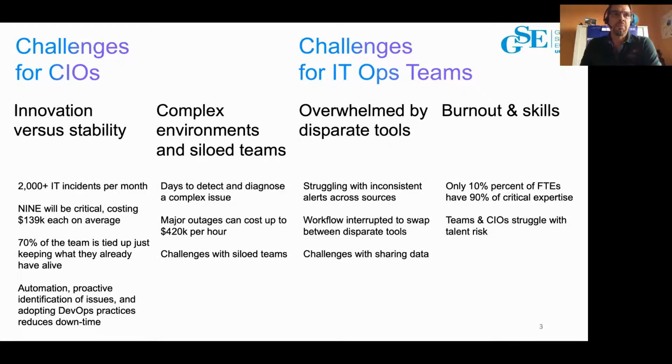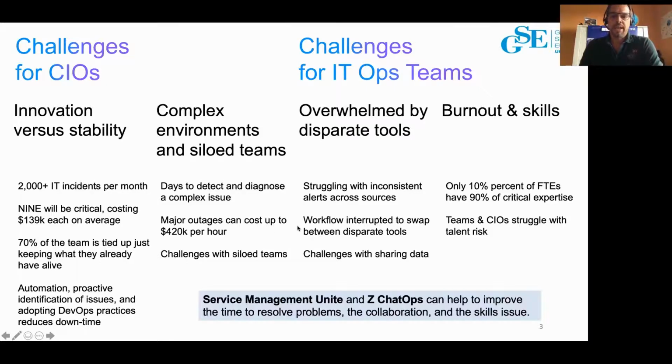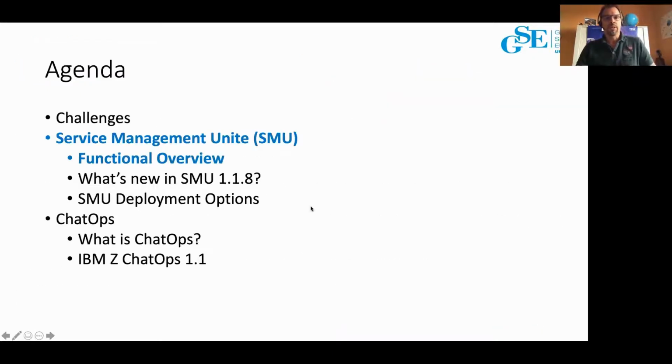So furthermore, with the looming retirements of mainframe administrators, along with an increasing growth of C workloads, businesses are trying to find ways to optimize for both cost and skills. With these challenges in mind, let's have a closer look on how Service Management Unite and C Chat Ops can help to improve the time to resolve problems, improve the way how people can collaborate, and also help with the skills issues. So first of all, I would like to introduce this and give a functional overview of Service Management Unite.